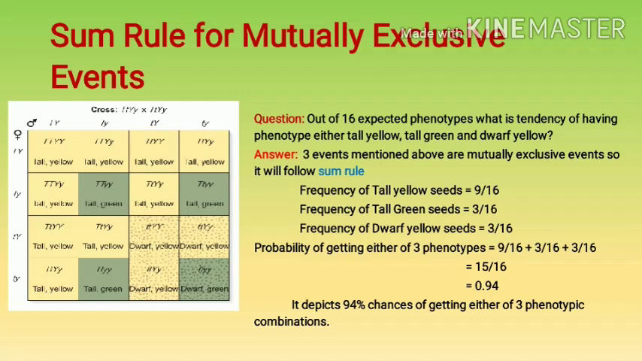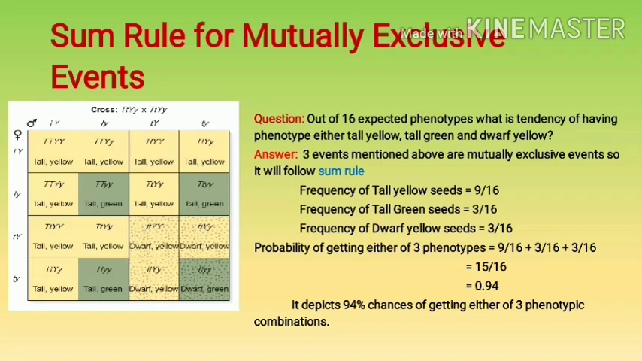इसलिए ये इवेंट्स कैसे हैं? आपके म्यूचुअली एक्सक्लूसिव इवेंट्स हैं. Now to solve this question you must know what is the frequency of tall yellow seeds and it is 9 divided by 16. Frequency of tall green seeds is 3 divided by 16 and frequency of dwarf yellow seed is 3 divided by 16. Now to get the overall tendency of getting either of the three results we have to add all 3 types of phenotypes.